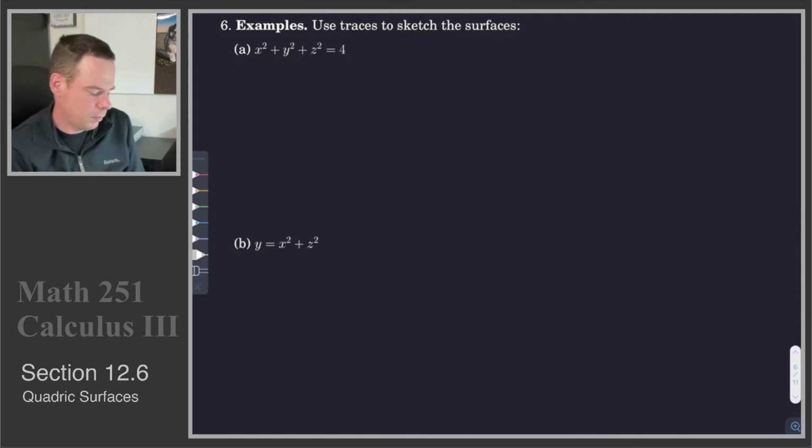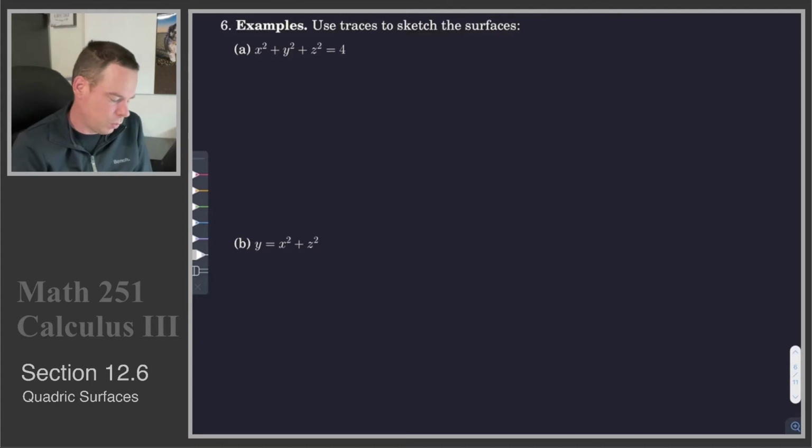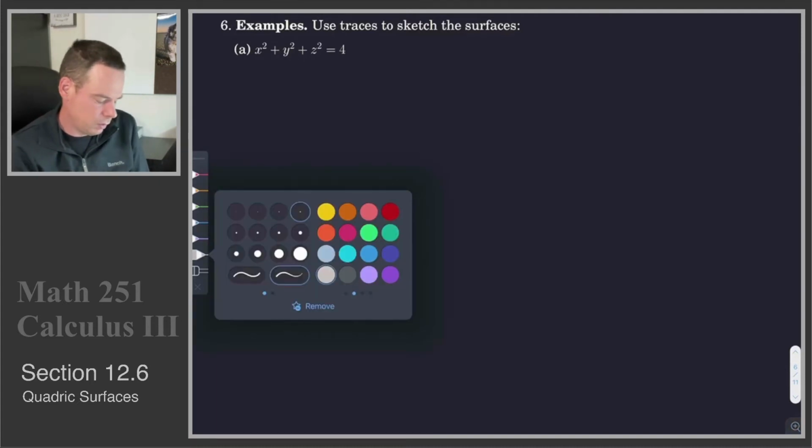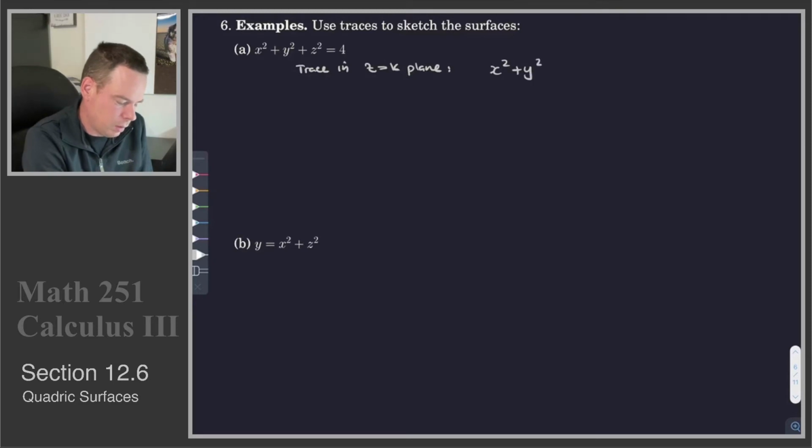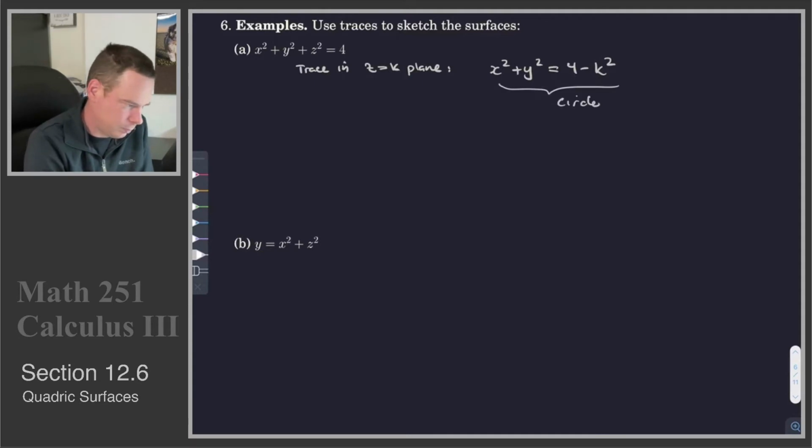So let's get an idea for this one where we've got all of the variables squared: x squared plus y squared plus z squared equals 4. What kind of surface is this? Let's look at the trace in the z equals k plane. What does this look like? Z equals k means z can be substituted for this constant k. So I can write it as x squared plus y squared equals 4 minus k squared. And the idea with this is that that's a circle.